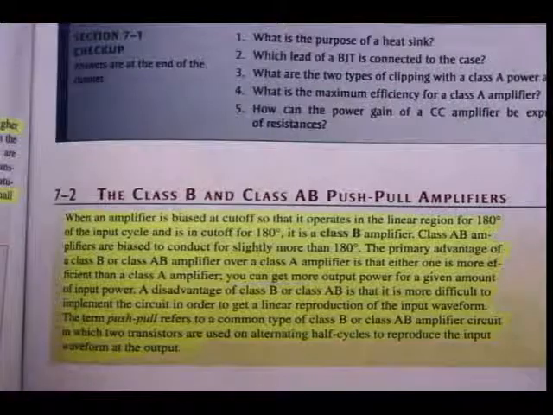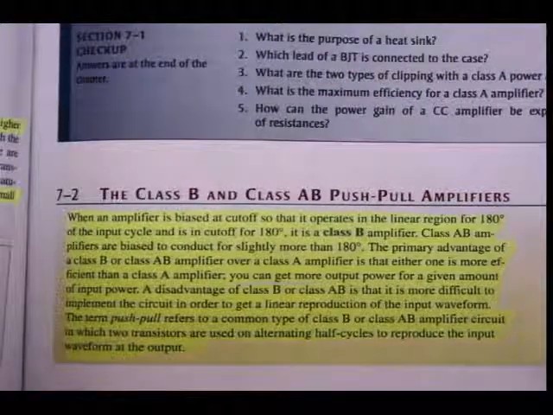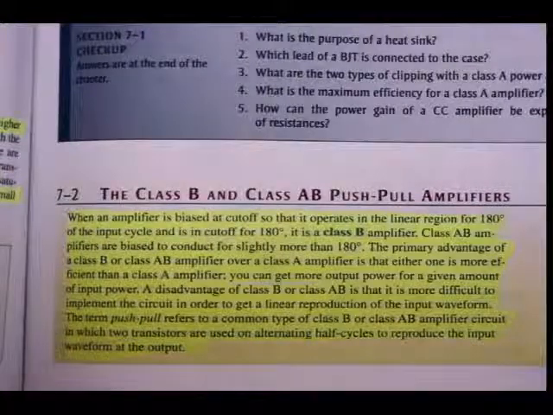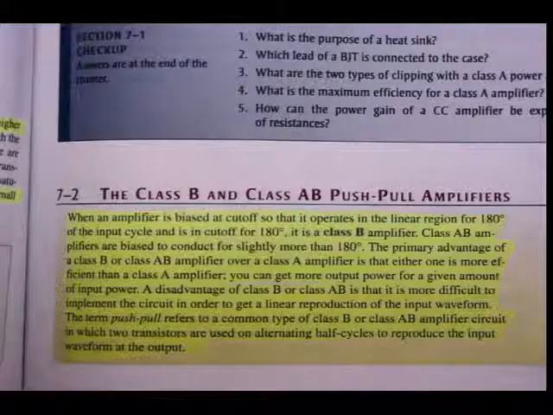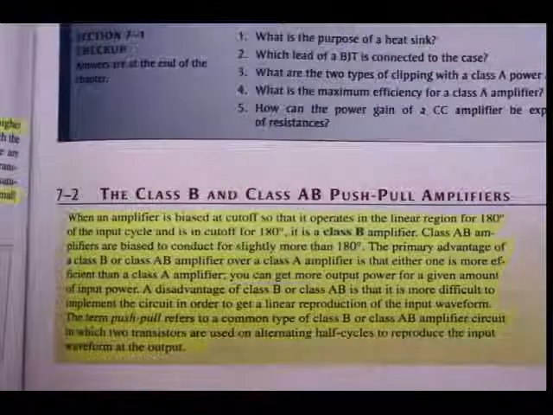When an amplifier is biased at cutoff so that it operates in the linear region for 180 degrees of the input cycle and is in cutoff for 180 degrees, it's a class B amplifier. Class AB amplifiers are biased to conduct for slightly more than 180 degrees. I will explain all these with the aid of sketches to you now.